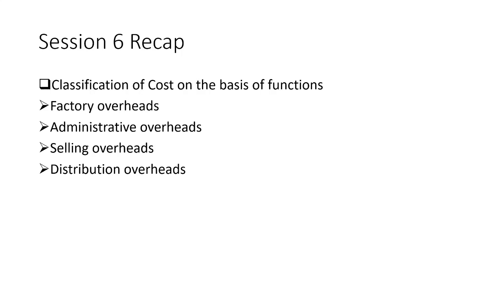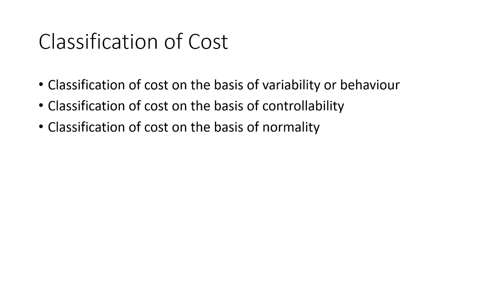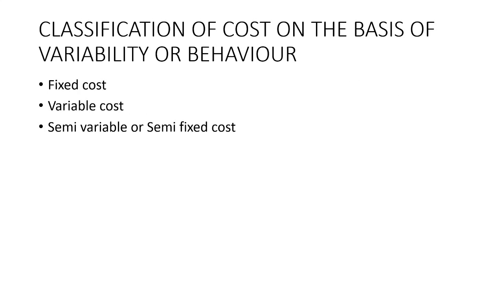On the basis of functions, we can classify the cost as factory or manufacturing or works overheads, administrative or office overheads, selling overheads, and distribution overheads. In this session, that is session 7, we are going to discuss the classification of cost on the basis of variability or behavior, again classification of cost on the basis of controllability, classification of cost on the basis of normality. To begin with, first the classification of cost on the basis of variability or behavior.